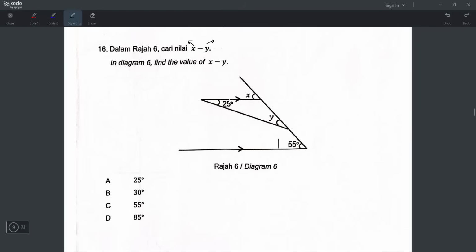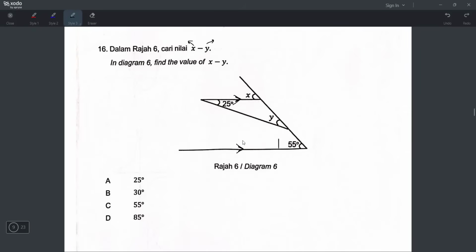What information do I have? Okay, of course I have the 25 and the 55. But how can this help us get x and y? How can these two things help me get x and y? Let's see. Okay, I see it already. I don't know whether you see it or not. It's this arrow.